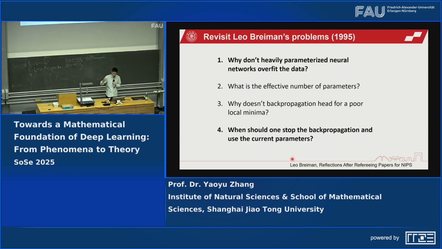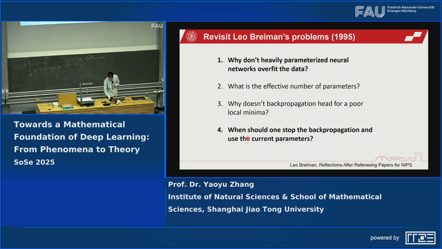And now, after all these understandings of the frequency principle, we have a bit more understanding, or at least we are able to give a certain level of answer to Breiman's problem. For example, why don't heavily parameterized neural networks overfit the data? We can say, because it prioritizes the lower frequencies. Most of the target is indeed dominated by lower frequencies. Therefore, it does not really have the tendency to overfit.